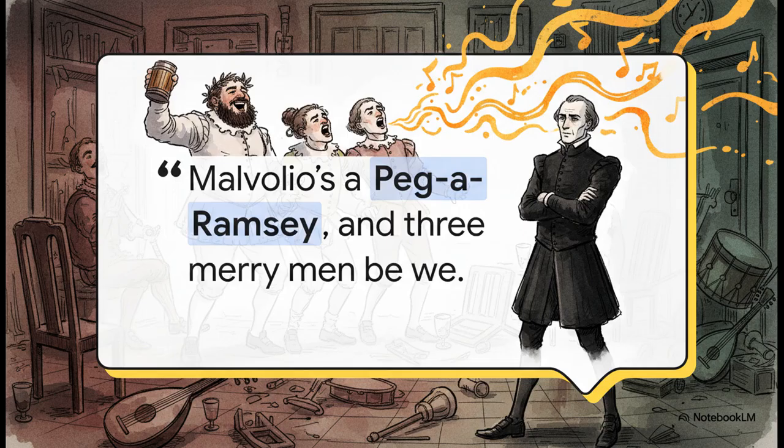When the super uptight, puritanical Malvolio shows up to shut them down, what do they do? They don't just argue with him, they sing their catch even louder, right in his face. See, their choice of song isn't random at all. It's a deliberate act of social rebellion, using this lowbrow, chaotic music to provoke the orderly, proper Malvolio.